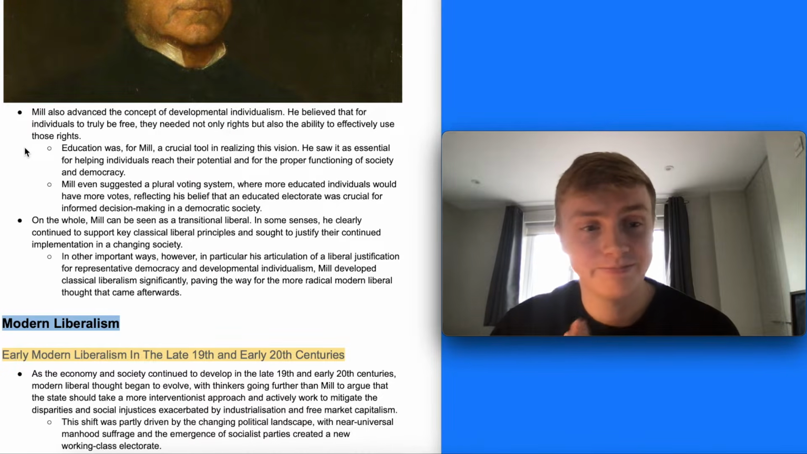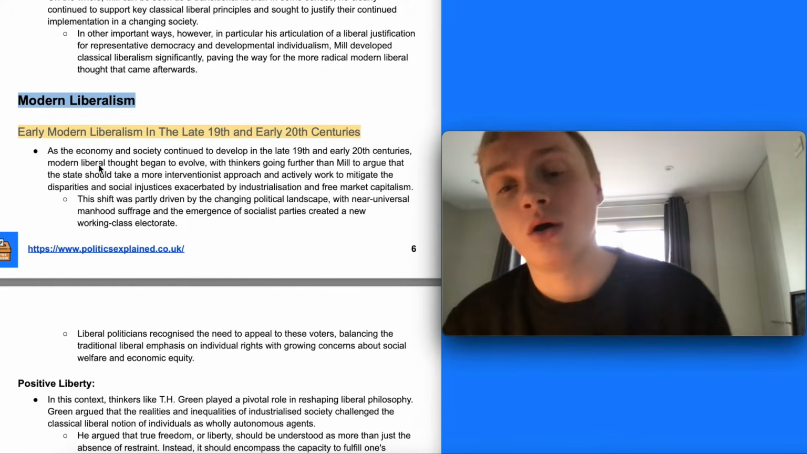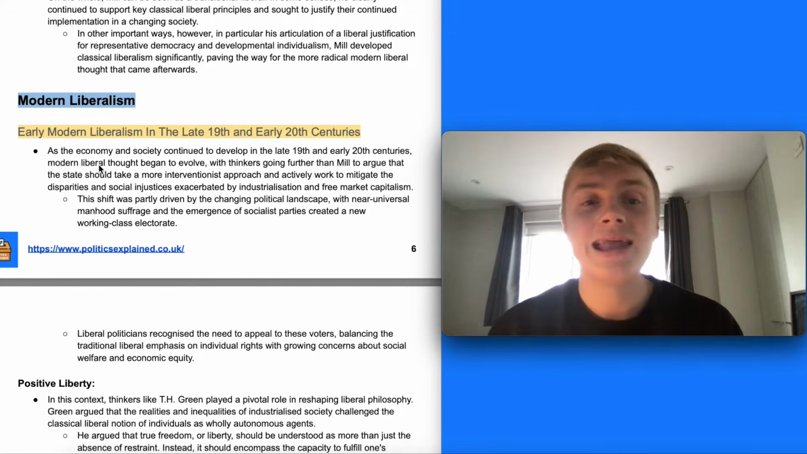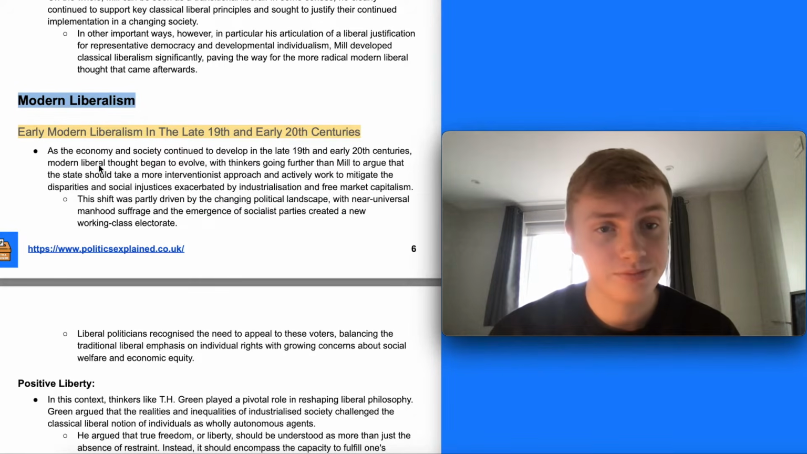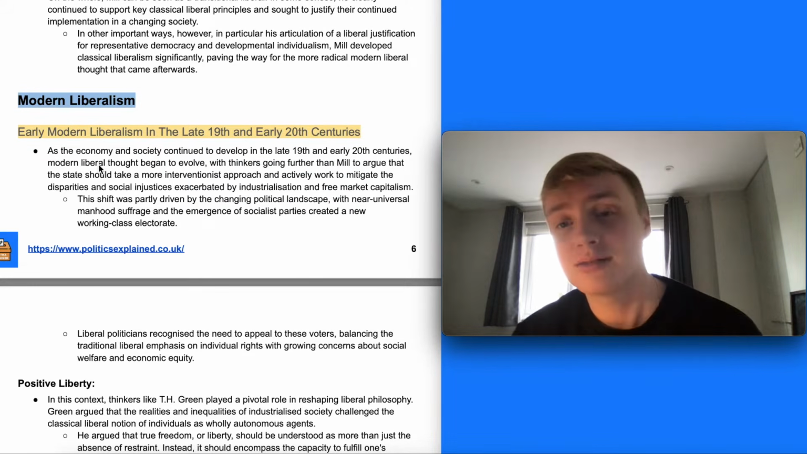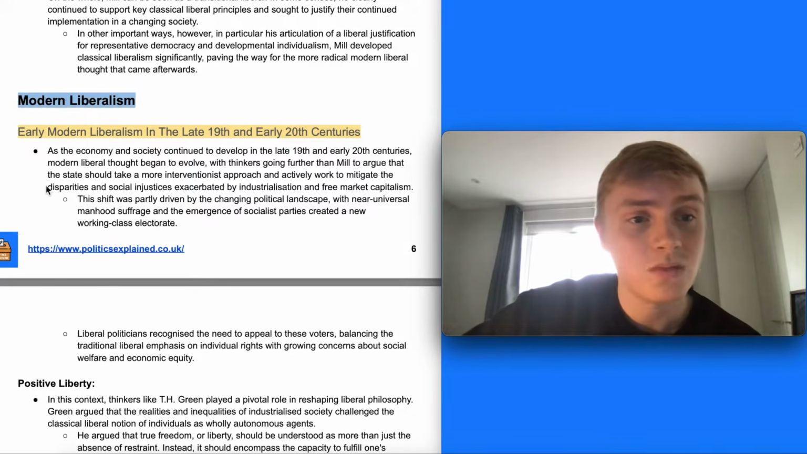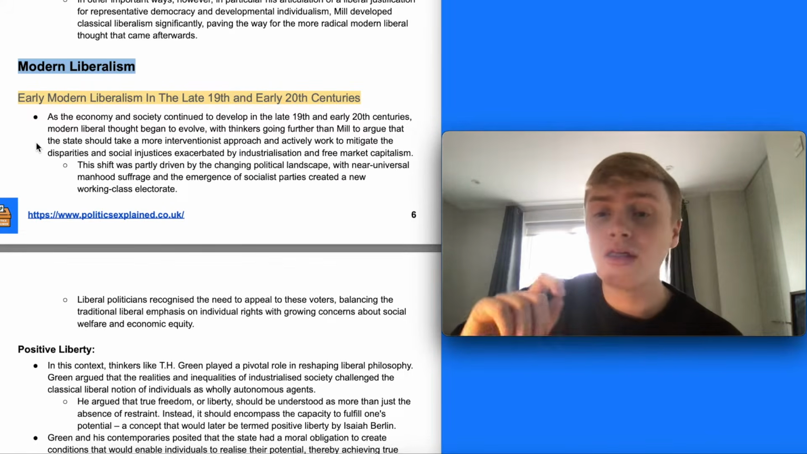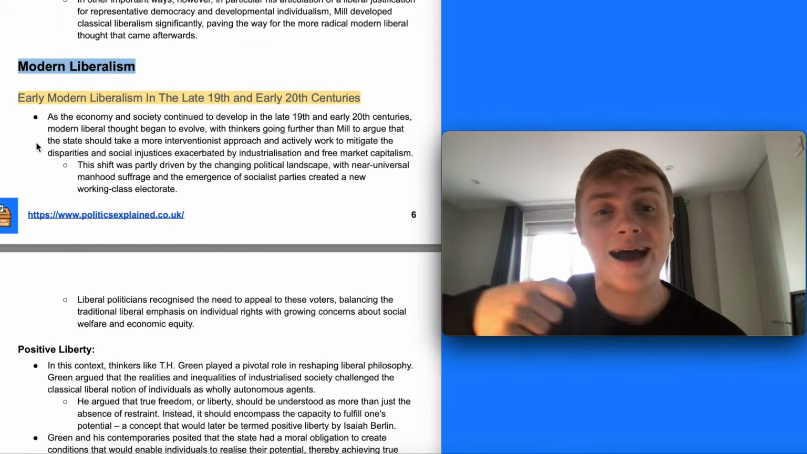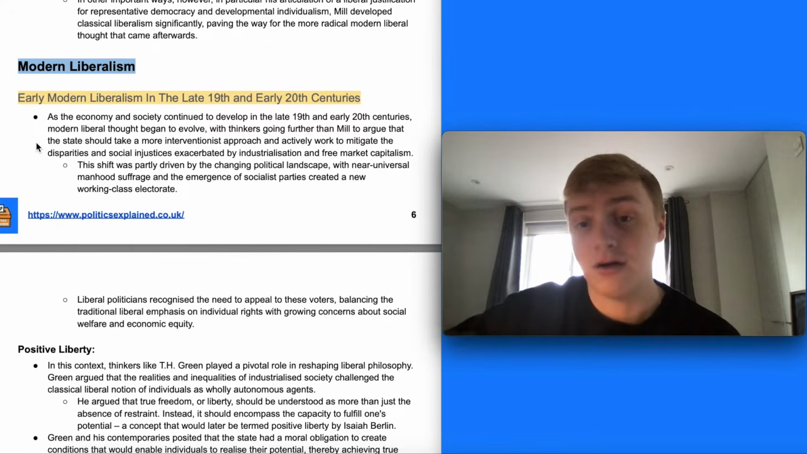So yeah, what we're going to have a look at now is the key other strand of liberalism, and that's modern liberalism. And we're going to first look at early modern liberalism in the late 19th and early 20th centuries. So as the economy and society continued to develop in this period, especially with continued development of capitalism and industrialization in Britain, modern liberal thought began to evolve, with other thinkers going further than Mill to argue that the state should take a more interventionist approach and actively work to mitigate the disparities and social injustices exacerbated by industrialization and free market capitalism.